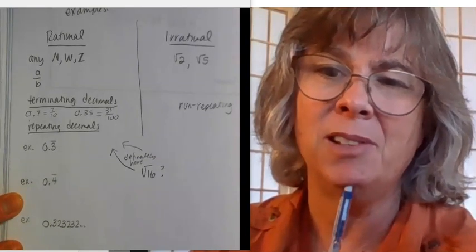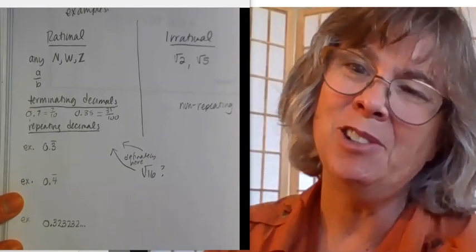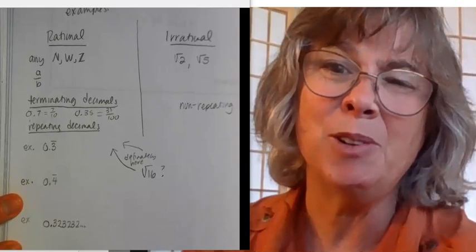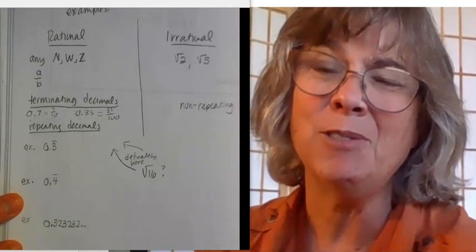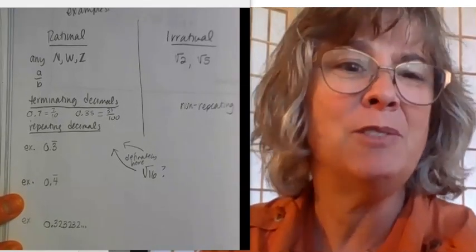Sometimes on tests and quizzes, your teacher tries to trick you and put the square root of 25 and ask you if it's rational. And of course it's rational because you can simplify it.